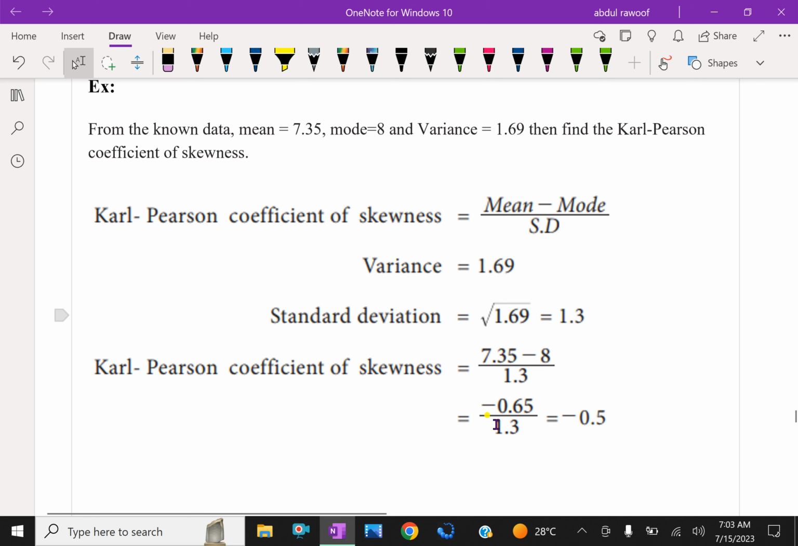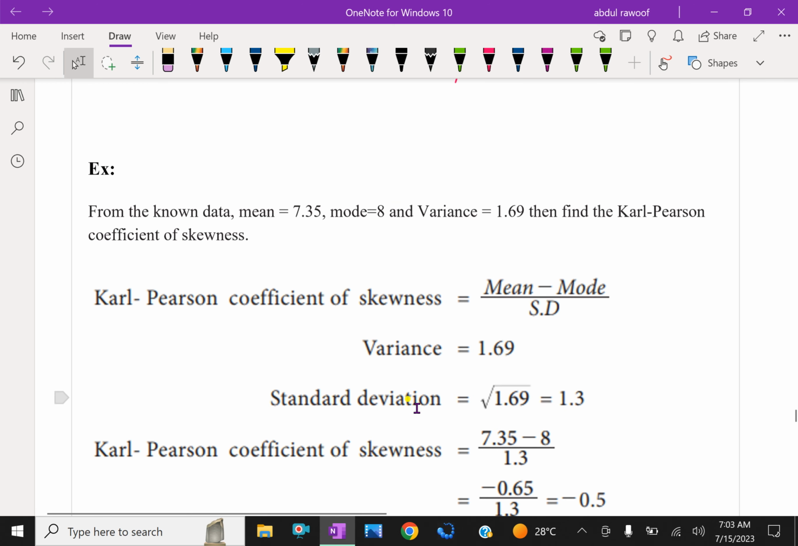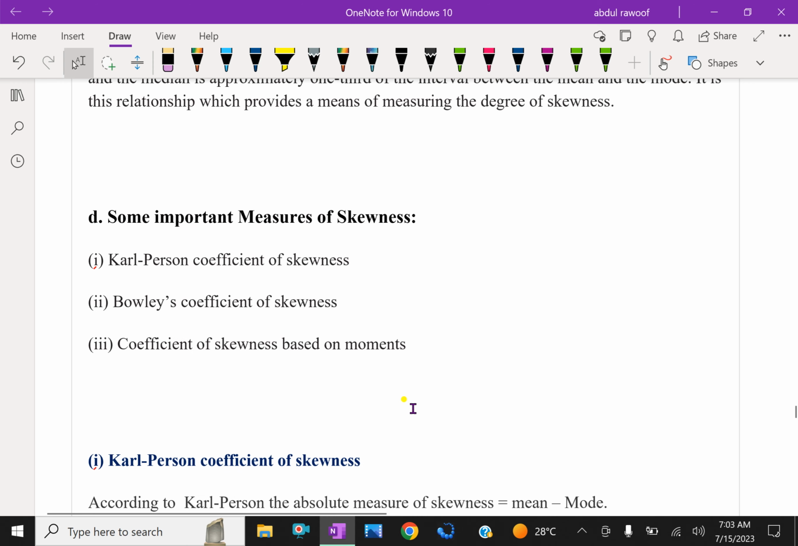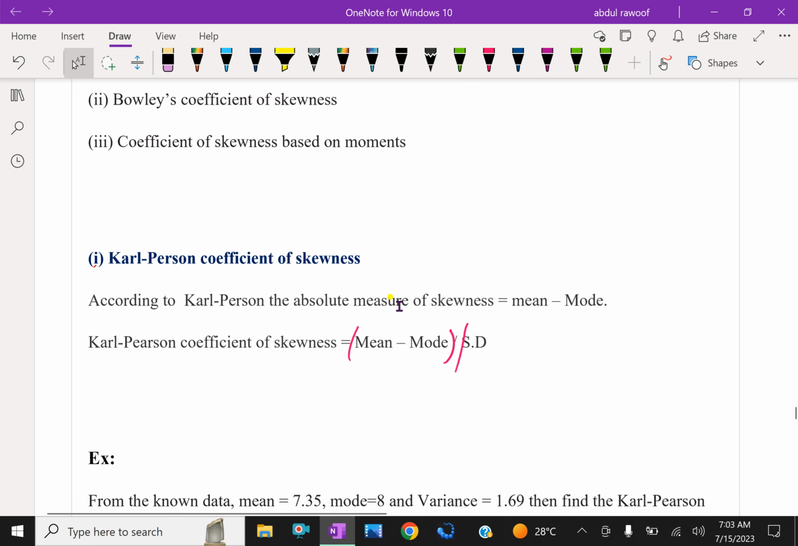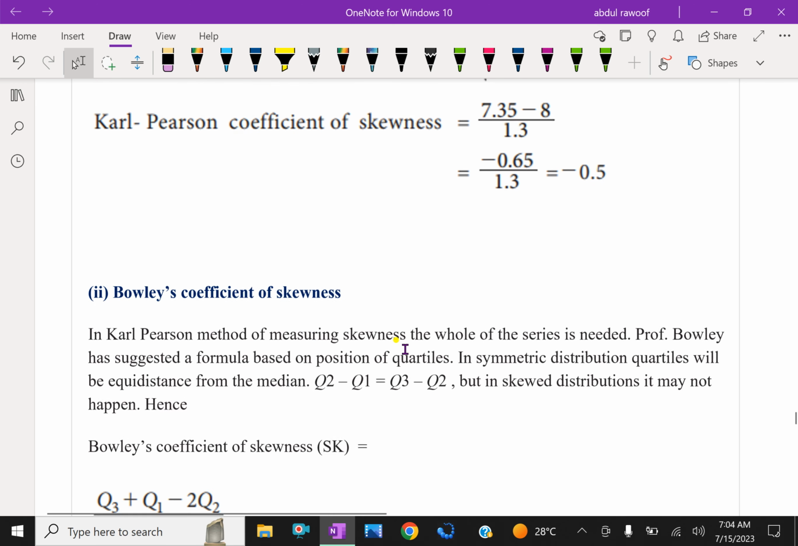It is a negative value. So this is negative, so actually this distribution is a negatively skewed distribution.